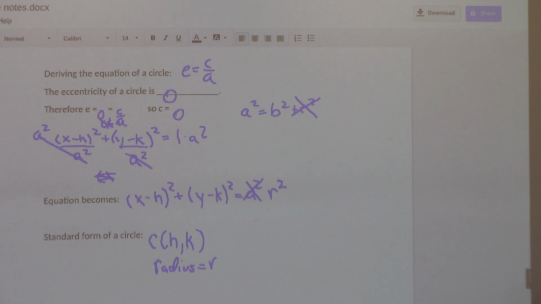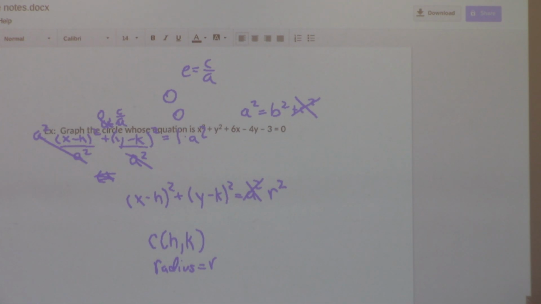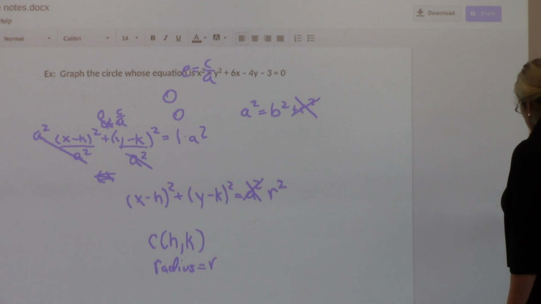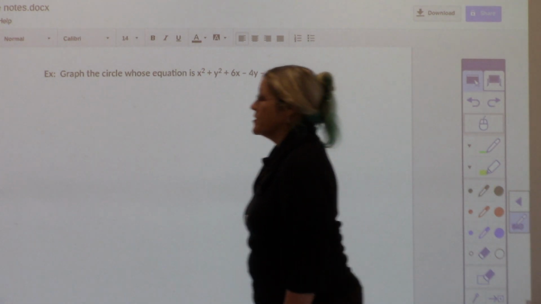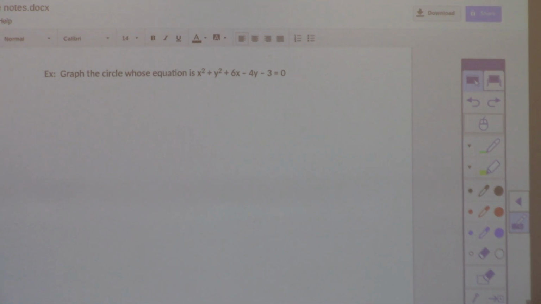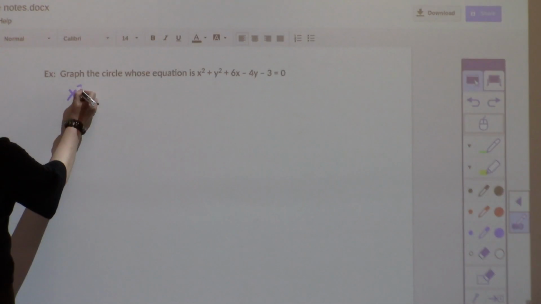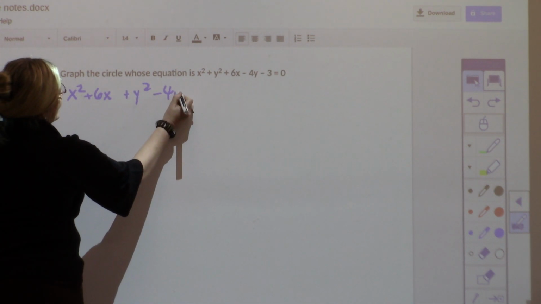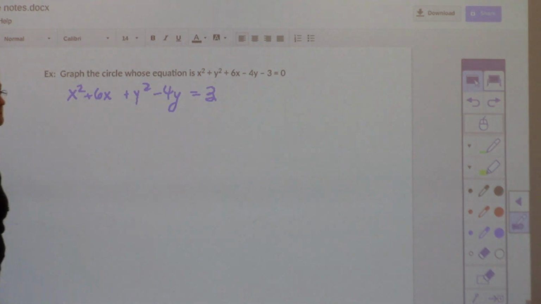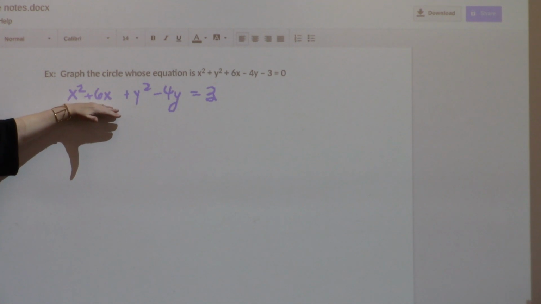All right. So let's actually graph a circle where we have this lovely equation. Now what are we going to have to do to this equation first? Complete the square. Put it in standard form. x squared plus 6x plus y squared minus 4y equals 3. Move the constant over to the other side, group your x with your x squared, your y with your y squared.